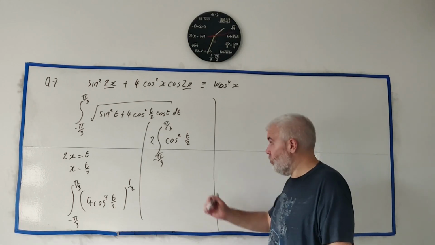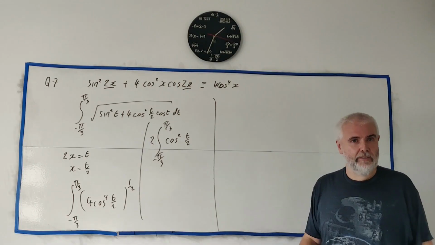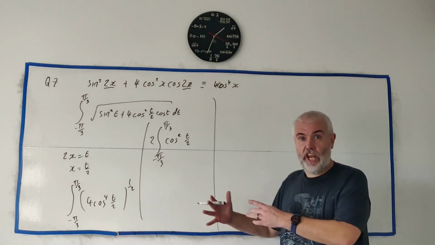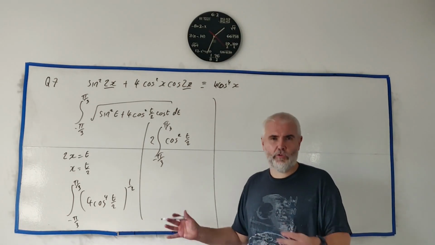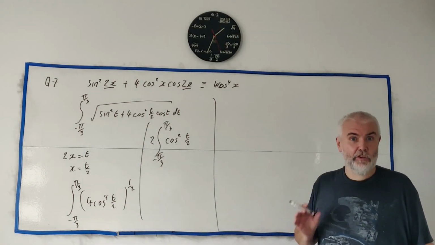But still, a lot of students might get stuck here. How do you integrate cosine squared? It feels like it should be easy. It feels like the chain rule should work. Chain rule works great in differentiation. In integration, not so much.